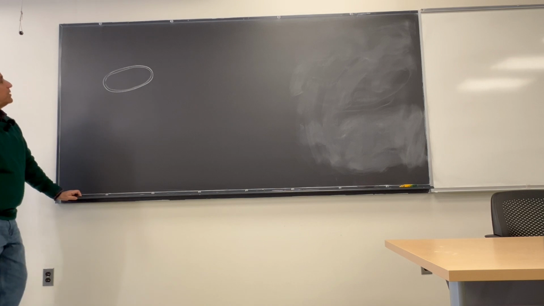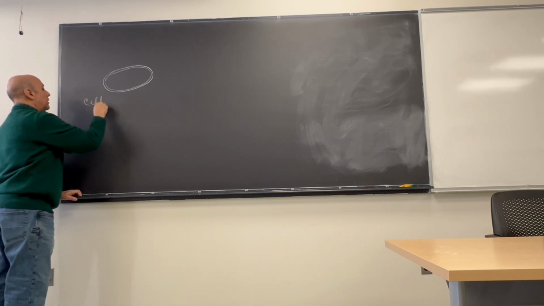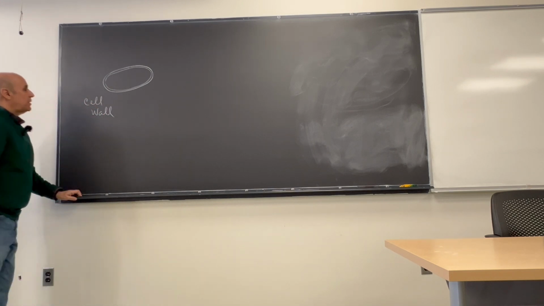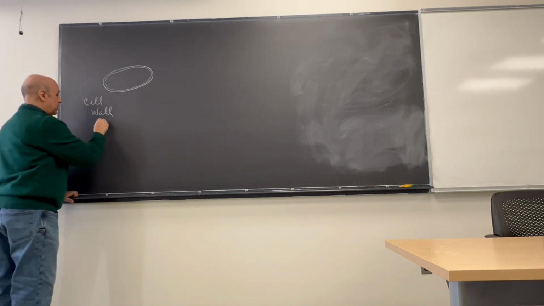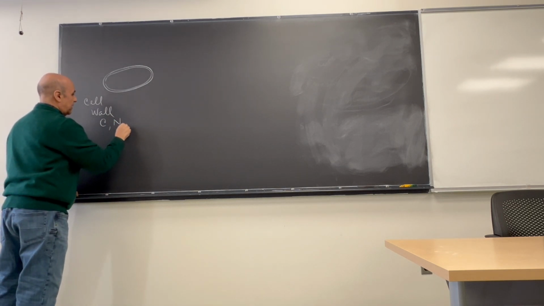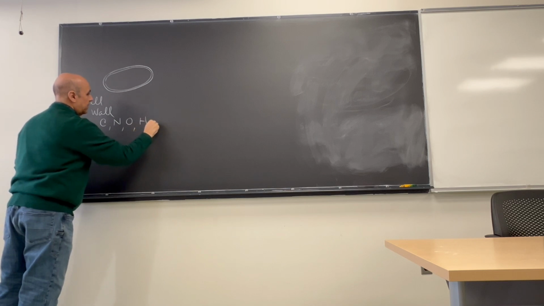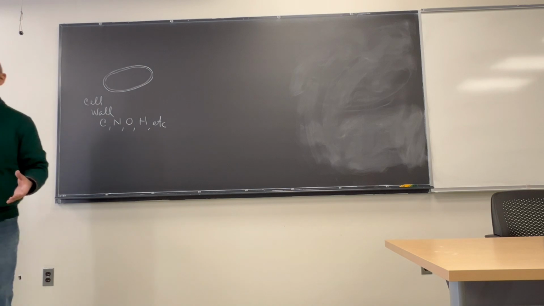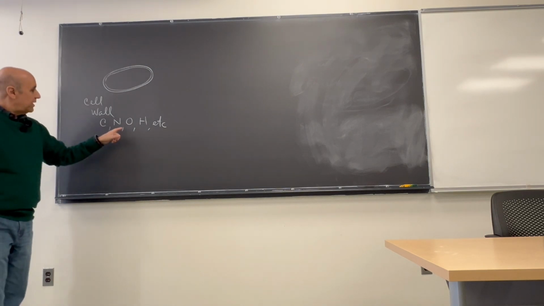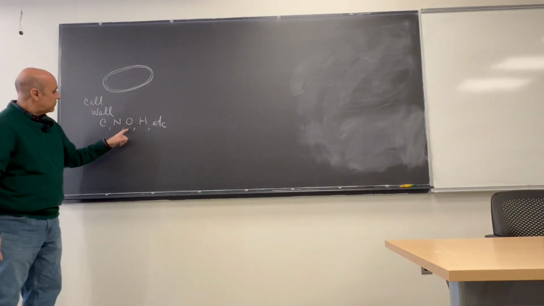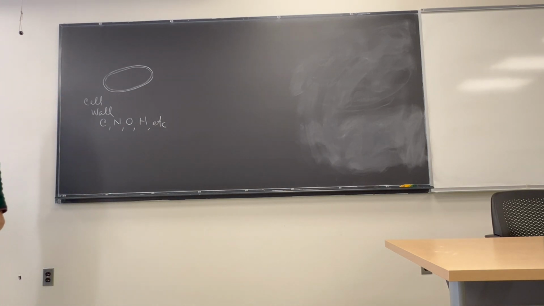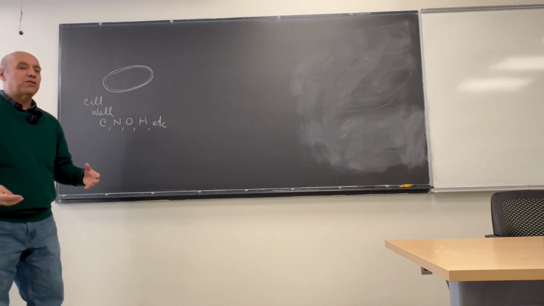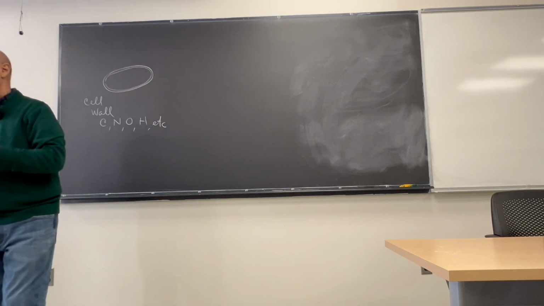Now I just happen to draw a double layer around that first circle, and this represents what we could call the cell wall. Now the cell wall has lots of chemicals in it. It has carbon, it has nitrogen, it has oxygen, it has hydrogen, etc. Now, I hope you had chemistry before, so you know that what I'm writing here are simply the chemical symbols for some elements. Now, what are elements? Well, the most fundamental kind of matter.